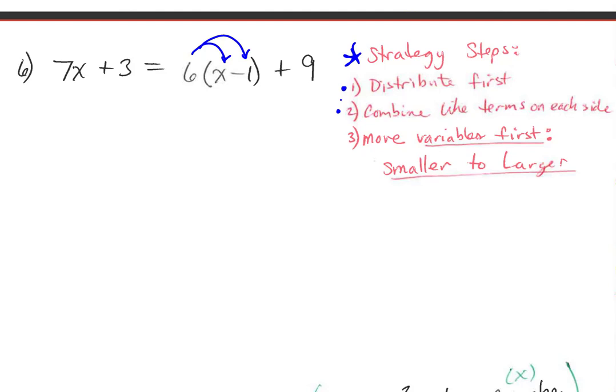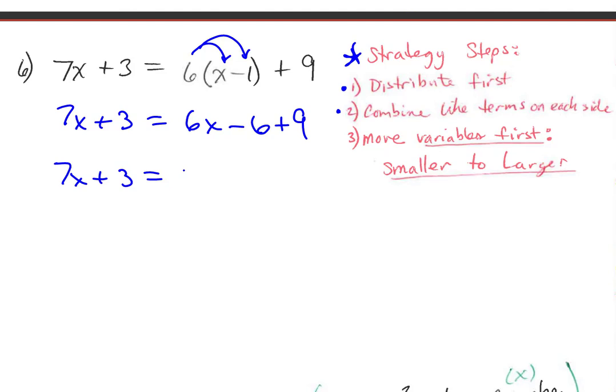Alright, so let's get there by first distributing the 6 and recopying everything else in the process. So I'm just going to recopy the 7x plus 3 that we have here on the left side. And then on the right side, when we distribute the 6, we'll have 6x minus 6 and then a plus 9. So we should now combine like terms on each side. That's our step 2 here for doing a more complex equation. You'll notice on the left side, being 7x plus 3, there are no like terms to combine, so we'll just copy it as it is, 7x plus 3, nothing to do there.